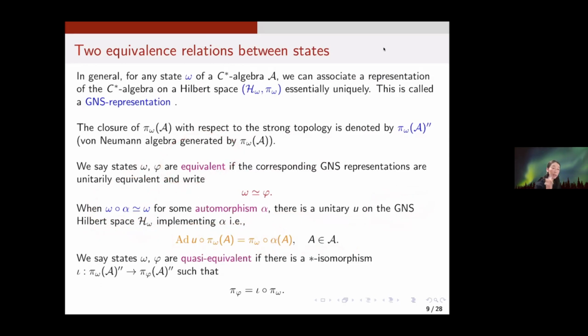There is yet another equivalence relation, that is quasi-equivalence. We say that two states are quasi-equivalent if there is a star isomorphism from the von Neumann algebra generated by the GNS representation of omega to the same thing for phi, satisfying this condition. Then we say that omega and phi are quasi-equivalent. So that is what I wanted to recall about basic operator algebra.